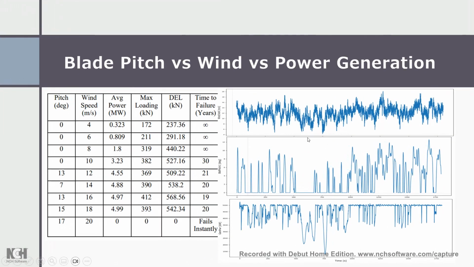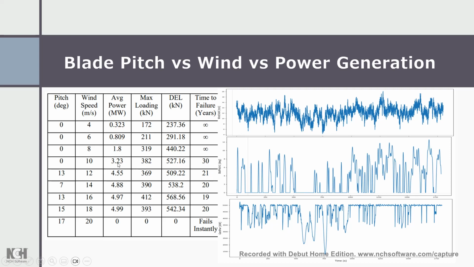Okay, so let's look at this. Now we're using the theoretical steady state. So 0, 0, 0, 13 degrees, and 12 meters per second, because we're basing it off these graphs now. And power generation is great. Time to failure is 21 years, but 30 years for this one. But the max power is not too bad, 3.23.